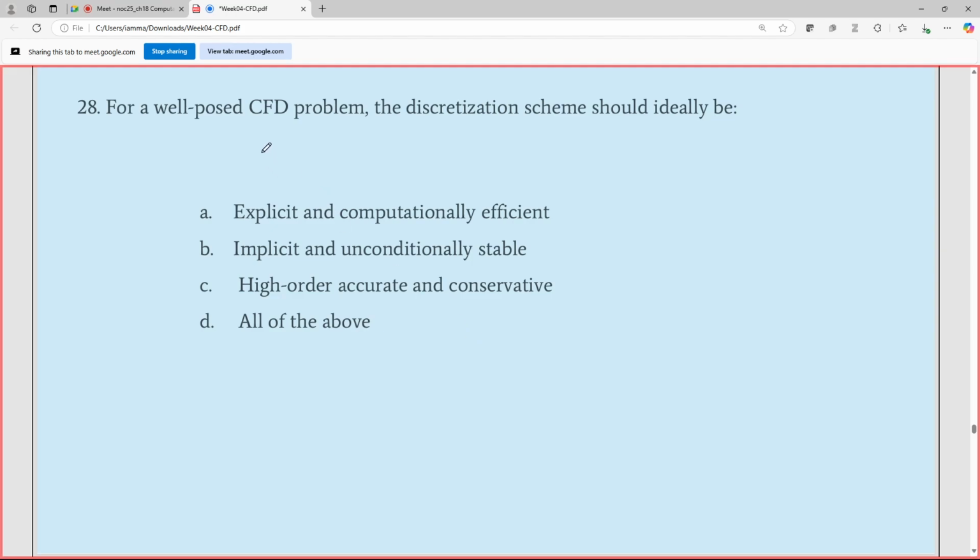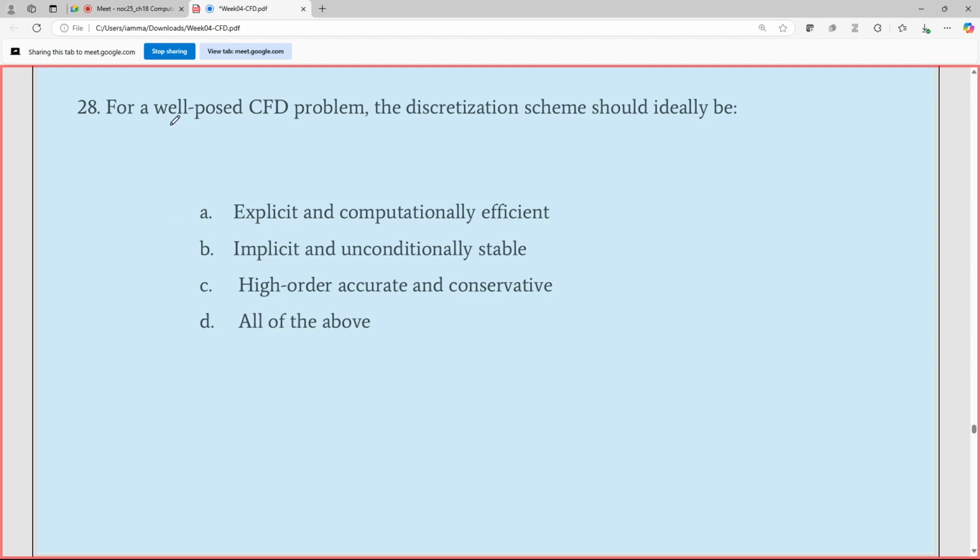For a well-posed CFD problem, the discretization scheme should ideally be which of the following? Option A, explicit and computationally efficient. Option B, implicit and unconditionally stable. Option C, high order, accurate and conservative. Option D, all of the above.